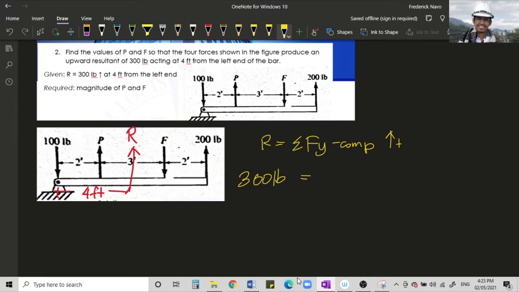So going downward will be negative 100 plus our force P minus our force F dahil downward siya, and upward naman yung ating 200, so that will be plus 200 pounds. So simplifying our equation, we will get P minus F, that is equal to 200. Okay, so let us call this equation 1.